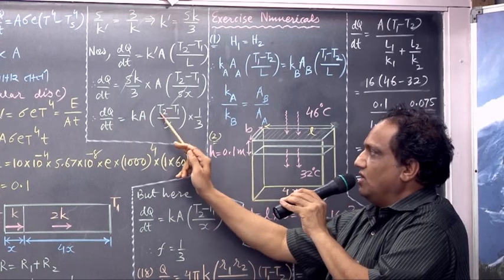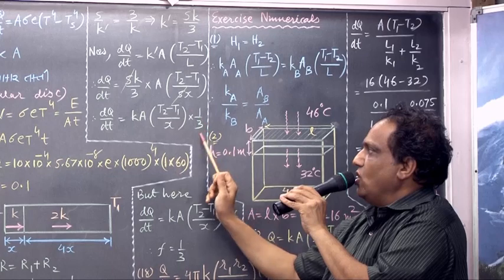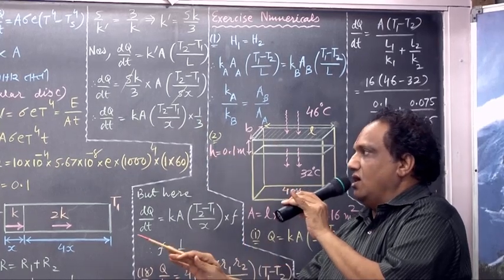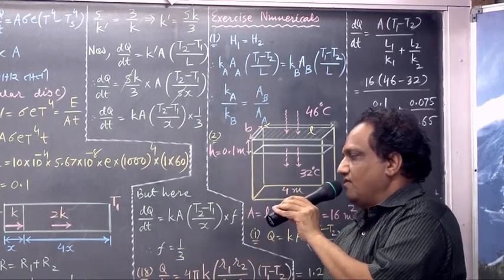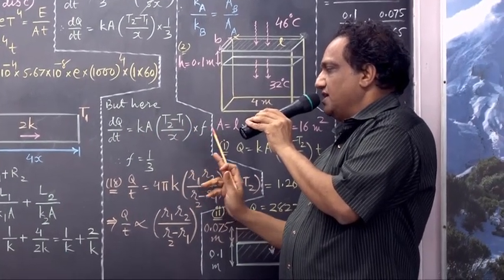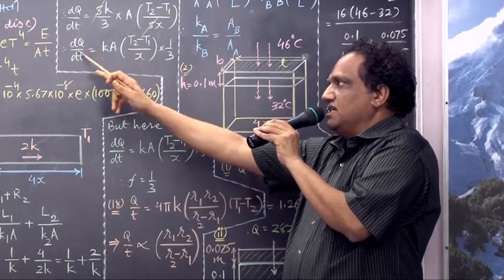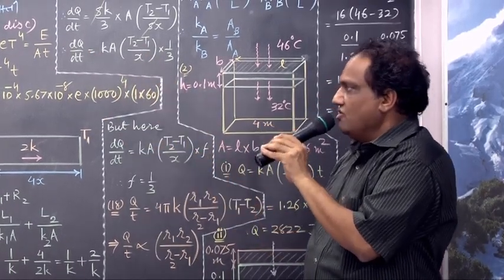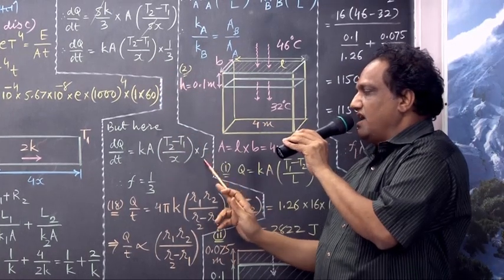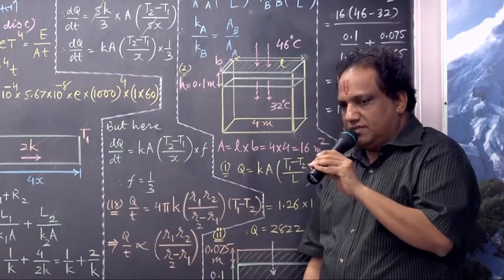So it is Ka T2 minus T1 upon X into 1 upon 3. Now, in the statement, which formula are you given? Q by dt equals Ka T2 minus T1 upon X into F. The left hand sides are the same, so the right hand sides must be the same. Matching them, F equals 1 by 3. Next.